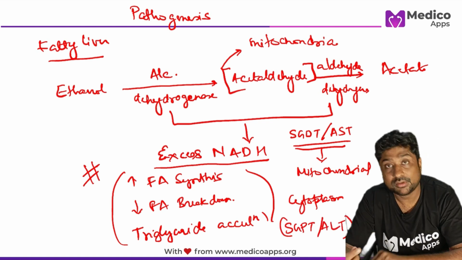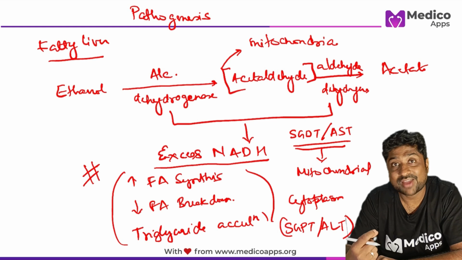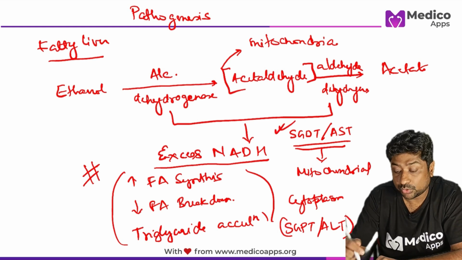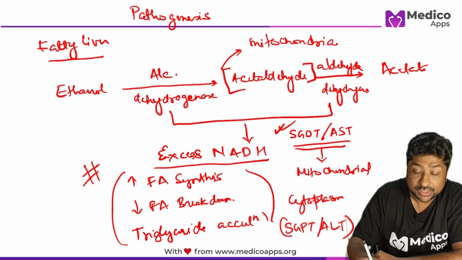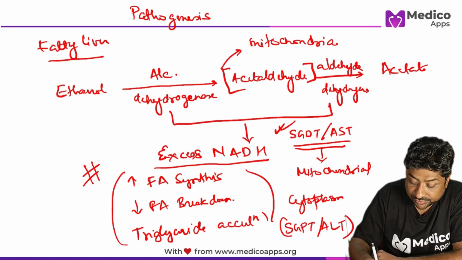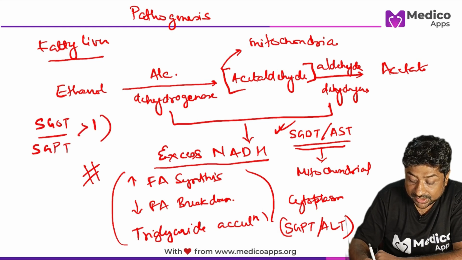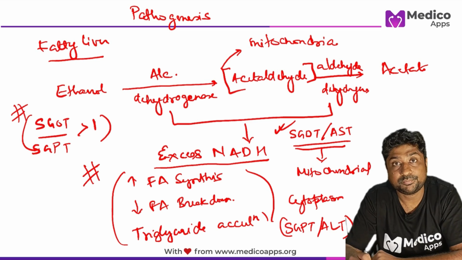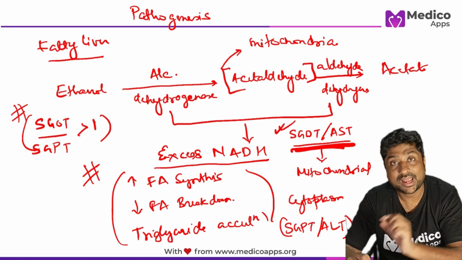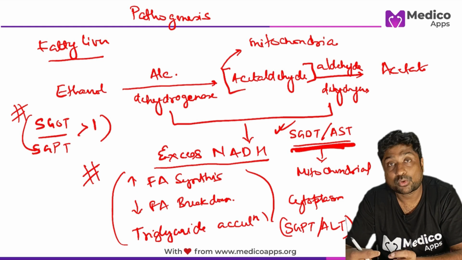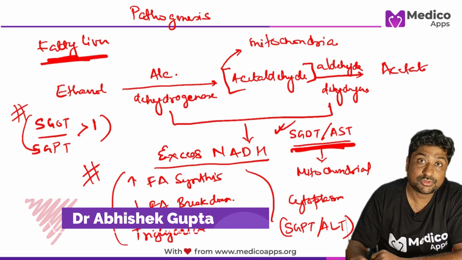By this you will draw the conclusion that whenever there is damage to the liver because of alcohol, SGOT or AST will increase much more as compared to SGPT or ALT. That is why, when I talk about the diagnostic parameters, we will see that SGOT by SGPT greater than 1 is indicative of alcoholic liver disease. Is it clear? Remember, SGOT or AST is found specifically in mitochondria, and mitochondrial damage happens more prominently in alcoholic liver disease. So this is the pathogenesis of the fatty liver part.